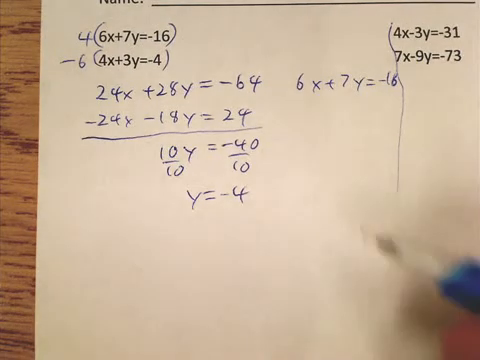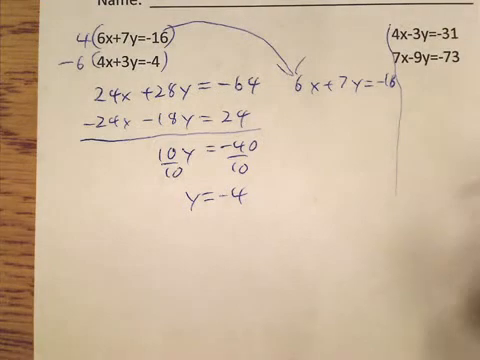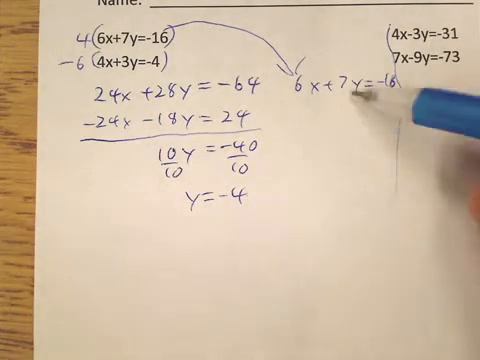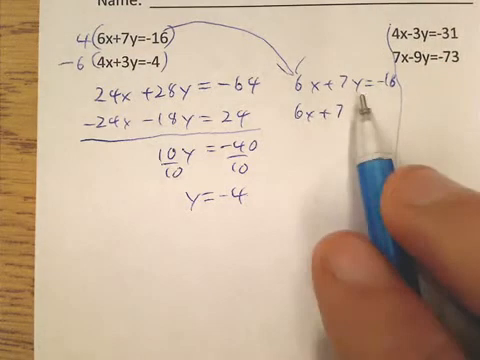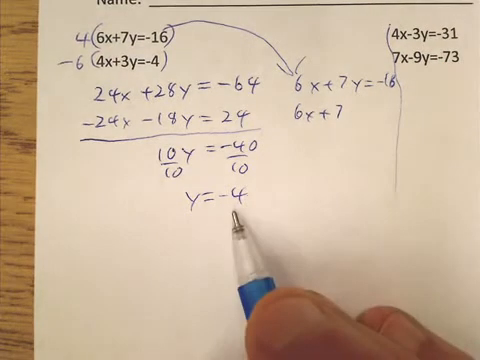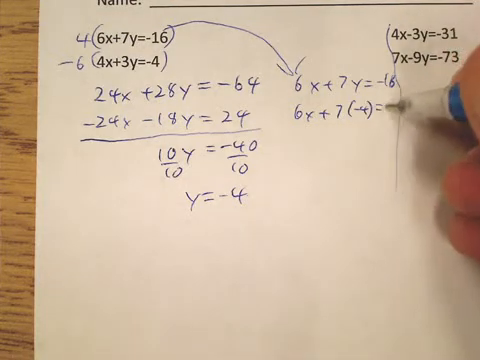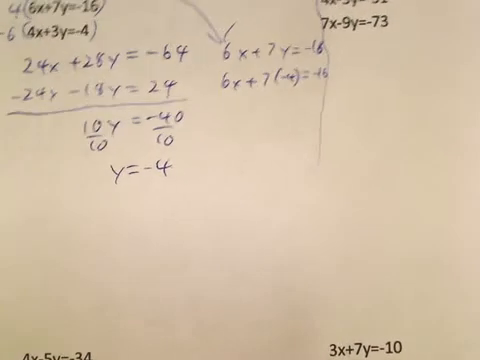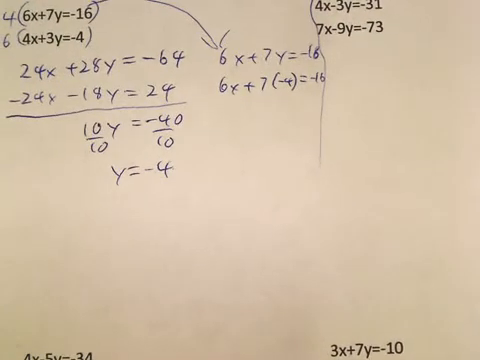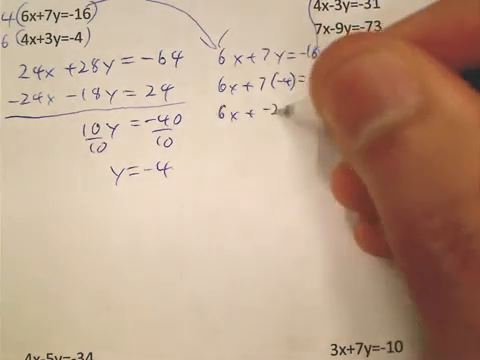Okay, but now I know what y equals. So after I copy my first line, maybe I should have copied it somewhere where I had a little bit more room, but I'm going to put that value for y in there. So 6x plus 7, well, I'm going to replace y with what it equals. y equals negative 4. Equals negative 16. Okay, now from here I have an equation that I can solve for x. So I have 6x plus, that's negative 28.